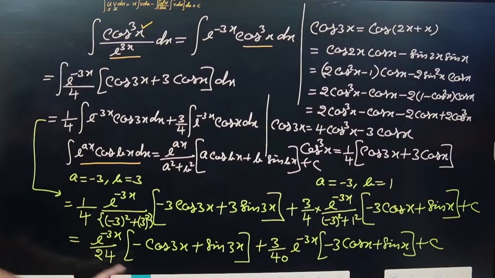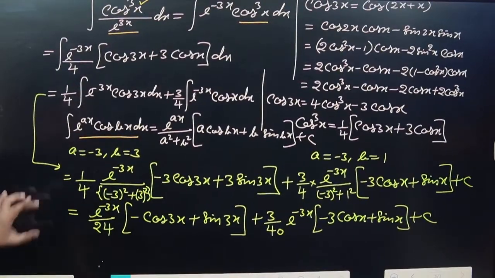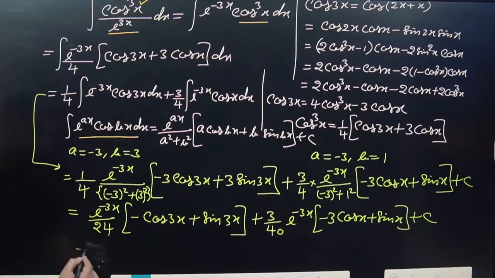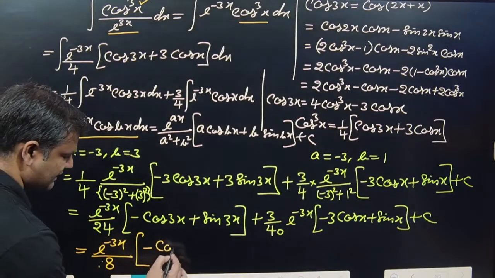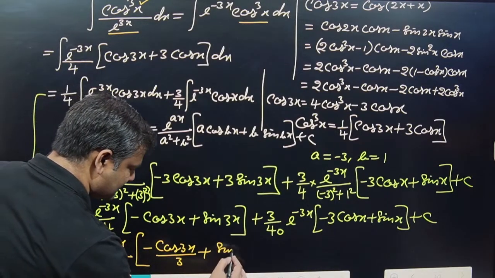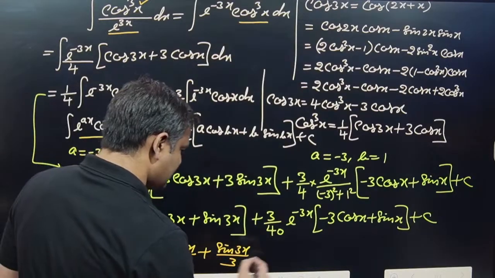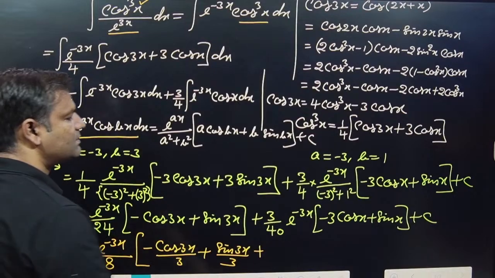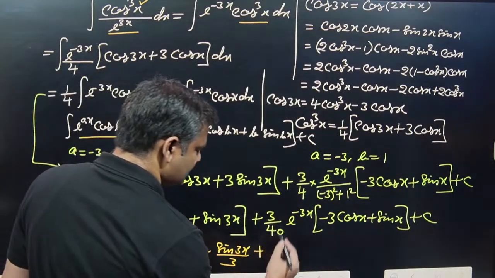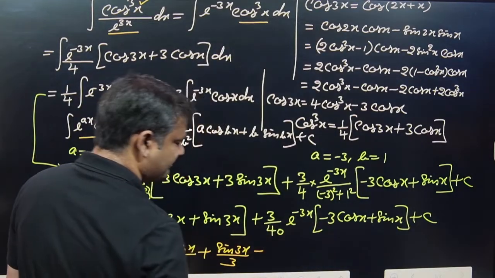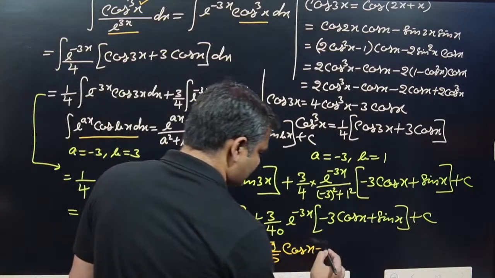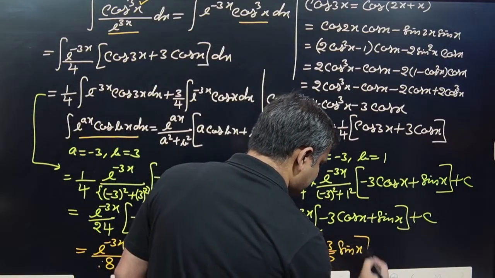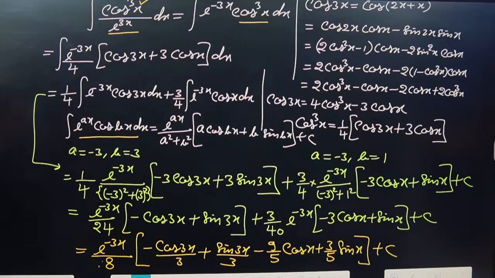Otherwise you can also take common in these two terms e to power -3x divided by 8, so you can memorize it more easily. e to power -3x divided by 8, into (cos 3x by 3 plus sin 3x by 3), plus (3 by 5), so basically minus 3 into 3, that is 9 by 5 into cos x, and 3 by 5 into sin x, plus c. So the final answer is like that.